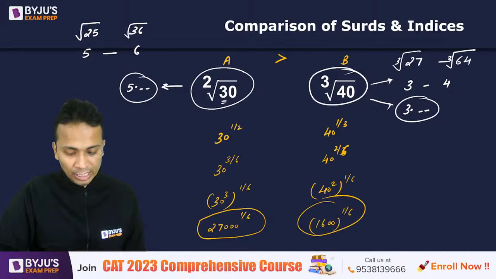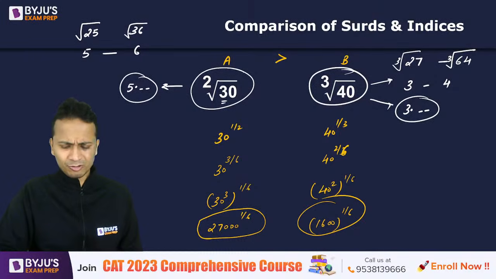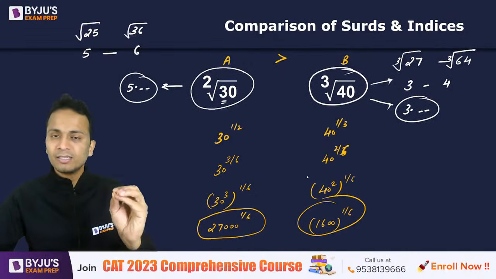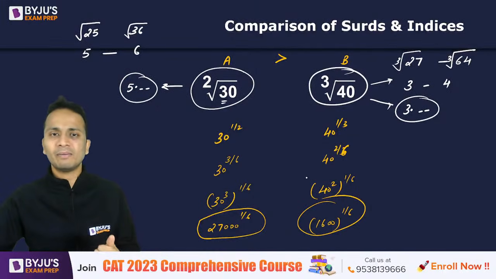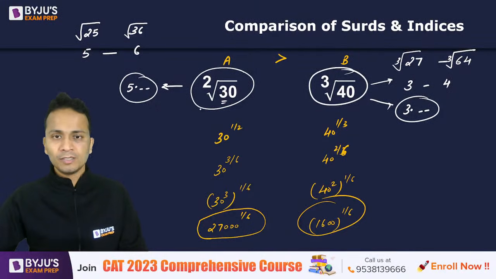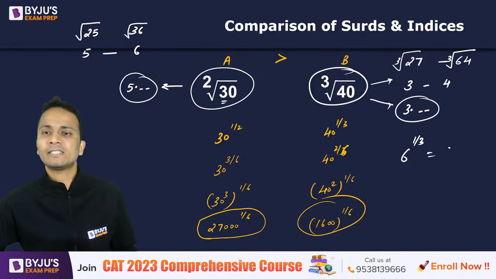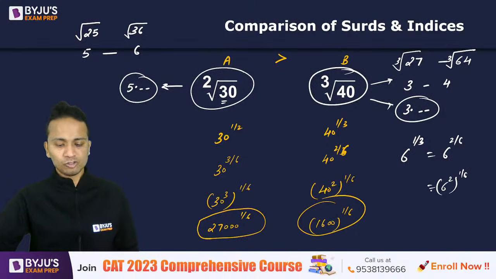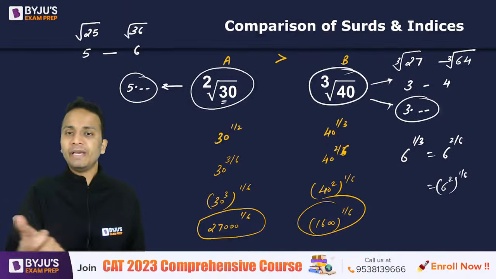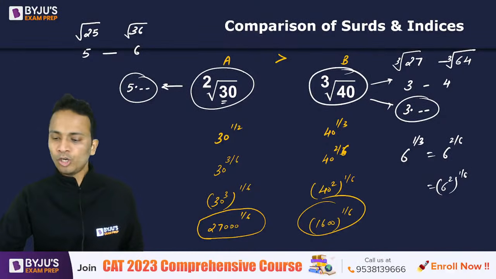Arjun, you're asking how will you change the power with base 6? I don't understand with base 6. Arjun, can you please write the number that you are asking? I did not understand what you mean by base 6. The power can be changed easily if the base is 6. 6 raised to the power anything, let's say 1 upon 3, I can write it as 6 raised to the power 2 upon 6, that is 6 squared raised to the power 1 upon 6. This is how I can change any power with base as 6. Okay, let's move on to the next question.